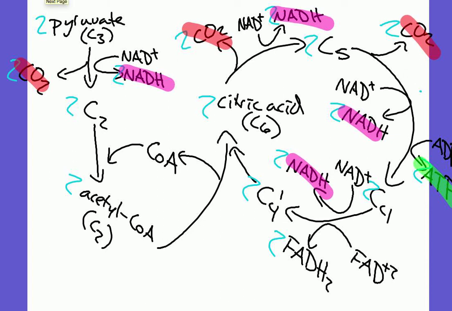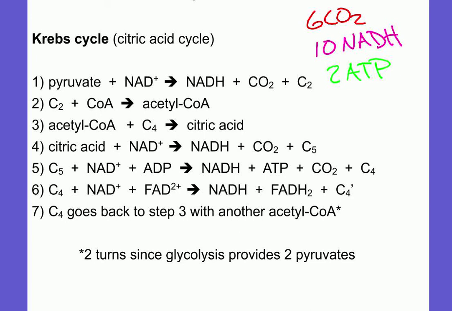So one more thing, and it's similar to that NADH, so I'm going to highlight it the same color, but how many of those FADH2s did I make? I made 2 of those. So I'll list those as well up here. I got 2 FADH2s.